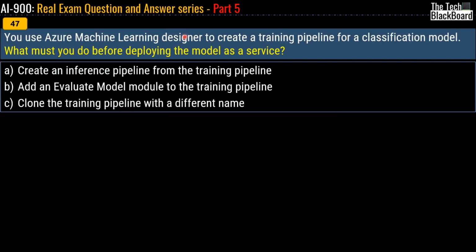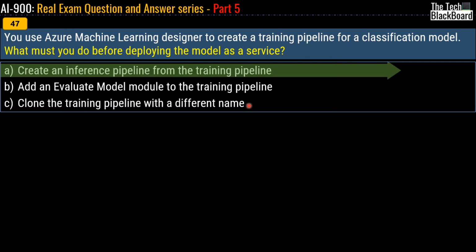Now coming to question number 47. The question says that you use Azure Machine Learning Designer to create a training pipeline for a classification model. What must you do before deploying the model as a service? Your options are: create an inference pipeline from the training pipeline, add an evaluate model module to the training pipeline, or clone the training pipeline with a different name. The correct answer for this question is option A, create an inference pipeline from the training pipeline.